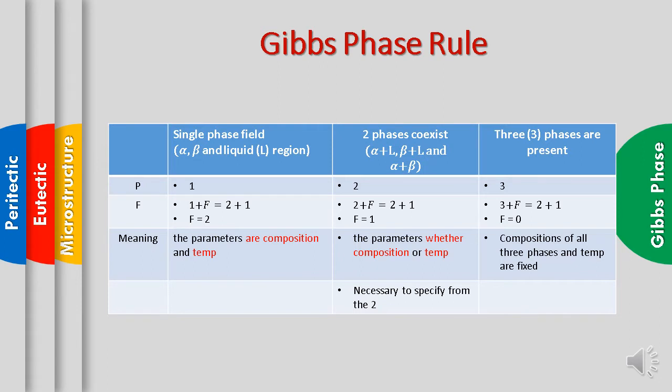So this is the way how to calculate the parameters involved, which are 4 parameters here, by using the Gibbs phase rules.